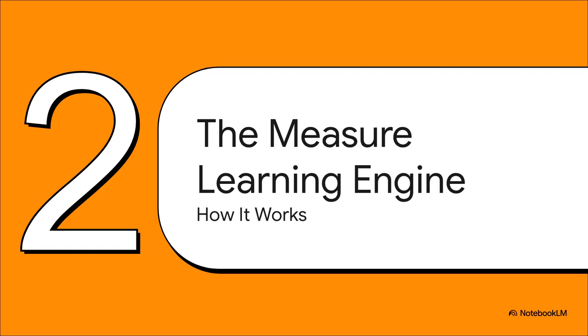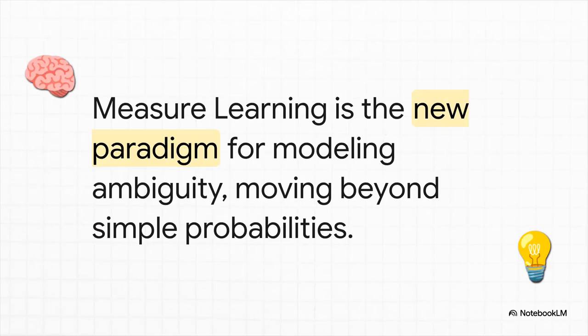Okay, that all sounds really cool in theory, but how does it actually work? Like, what's going on under the hood? Well, the engine driving this whole thing is a new concept the researchers are calling measure learning. And this measure learning idea is the bedrock of everything NEOs do. It's a totally new way to think about modeling ambiguity. Instead of trying to pin down one exact probability for something, it's about learning to understand and represent the entire landscape of what's possible, all the uncertainty all at once.